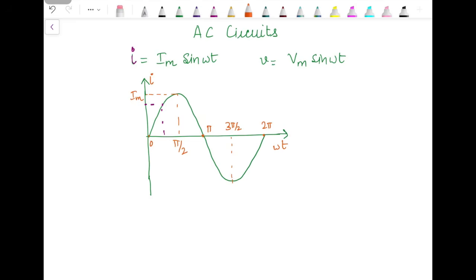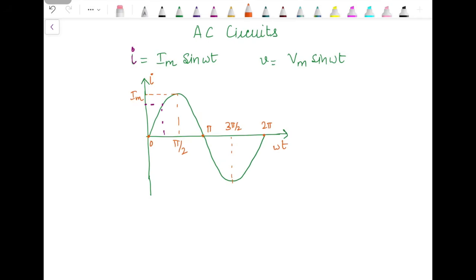So in this waveform, from here to here, we can say this is one complete cycle where the waveform takes all positive values as well as all negative values. So it is termed as a cycle. And the number of cycles per second are known as frequency.